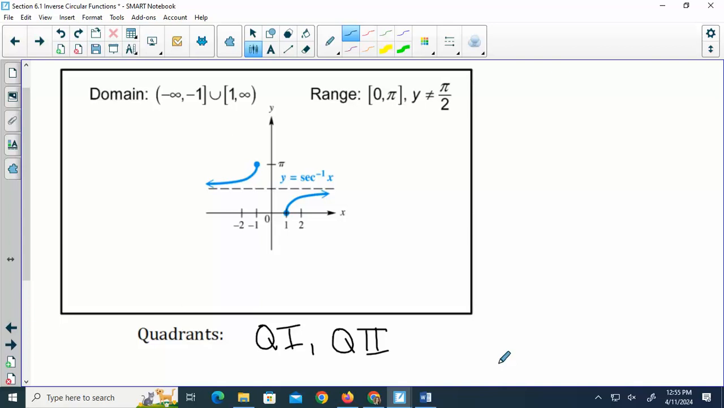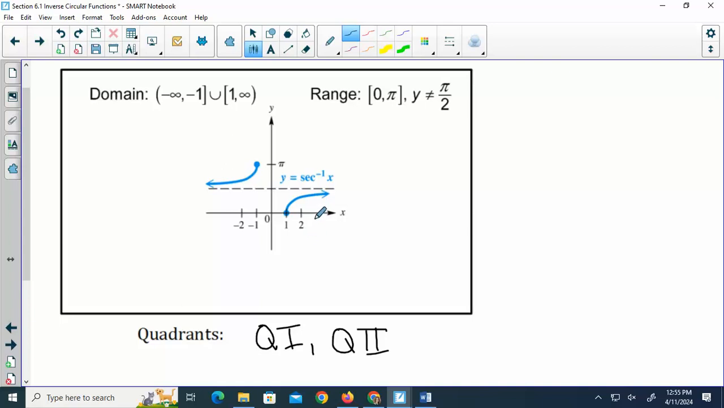Oh, this domain is different, because it has an asymptote in the middle. And cosecant is the reciprocal of sine. So it will be the same quadrants as sine inverse. So that will be 1 and 4.